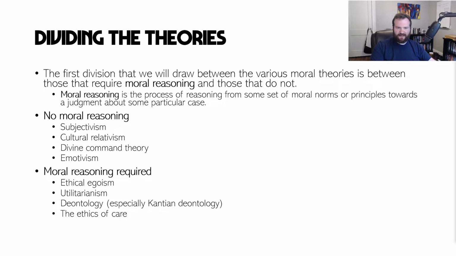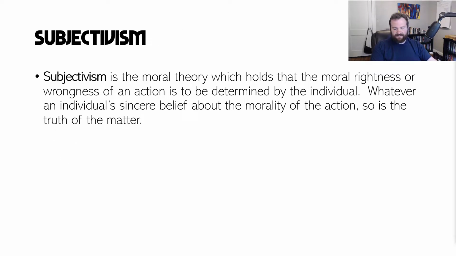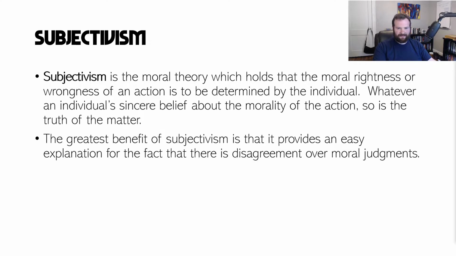Okay, so let's jump into the no moral reasoning camp first. Subjectivism. Briefly put, subjectivism is just the idea that whatever you currently think about morality is true for you. So what makes something morally right just is that that person believes it is right. What makes a thing morally wrong just is that the individual thinks it's morally wrong, right? So it has to do with the individual's belief. That's what makes a thing right or wrong.